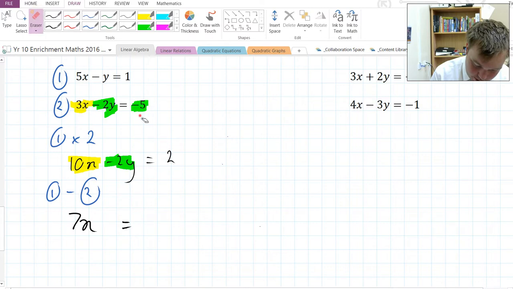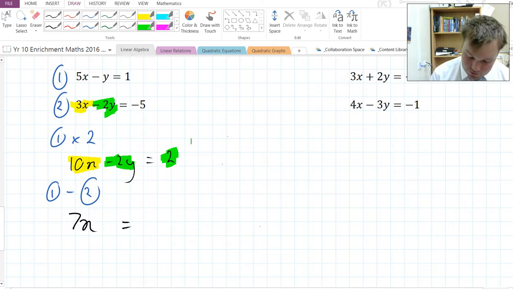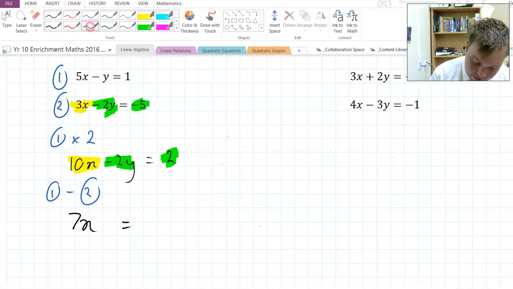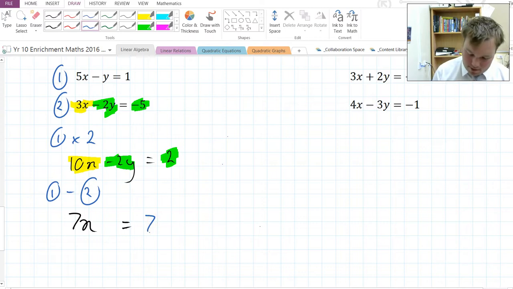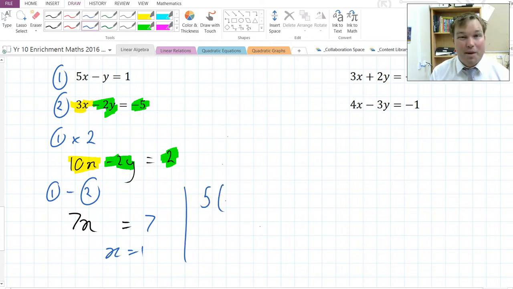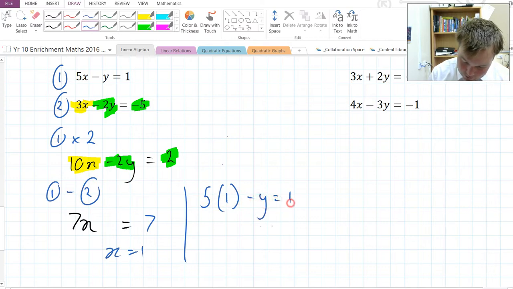Sorry, I've got my equations mixed up. This one is equation 1. Negative 5, I'll get my numbers right one day. 2, take negative 5 is positive 7. Therefore, x is equal to 1. Not yet the full solution. Sub it in. I might put it in equation 1. Actually, it doesn't matter which equation I use. 5 lots of 1 minus y is equal to 1. Minus y is equal to negative 4. Y is equal to 4. Our solution is the point 1, 4.